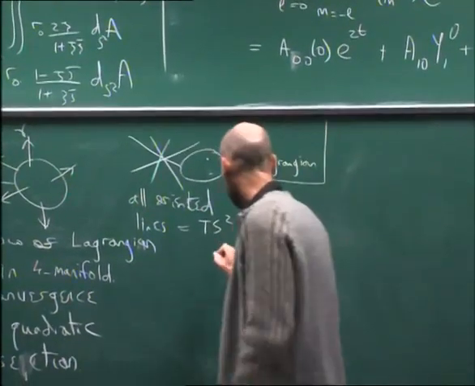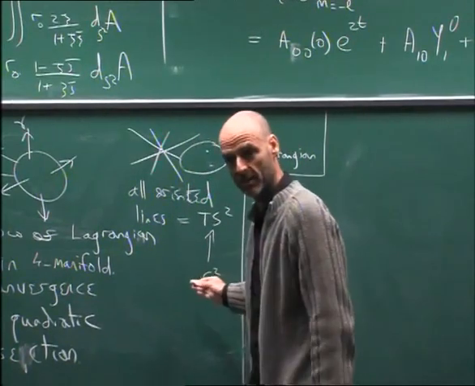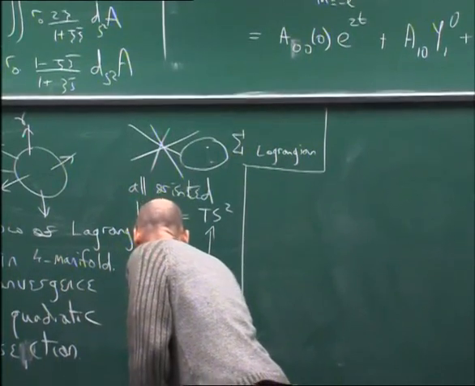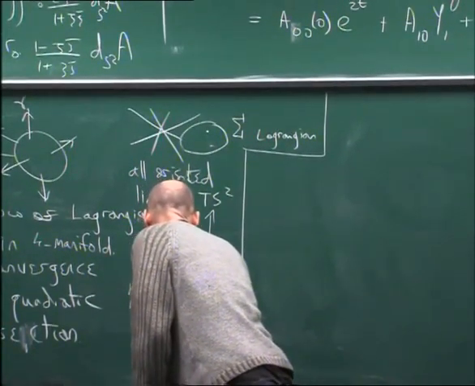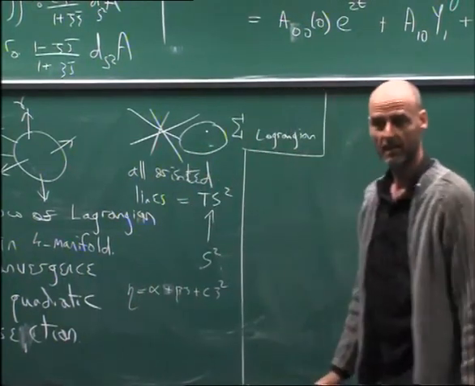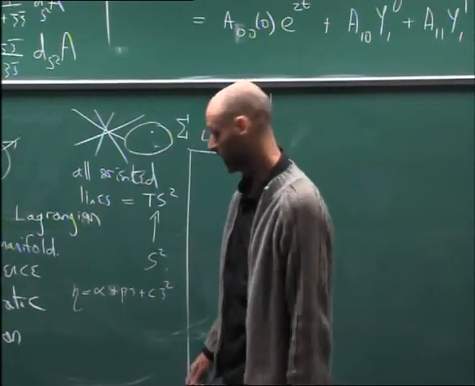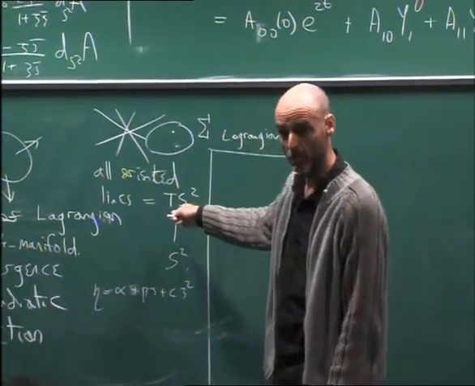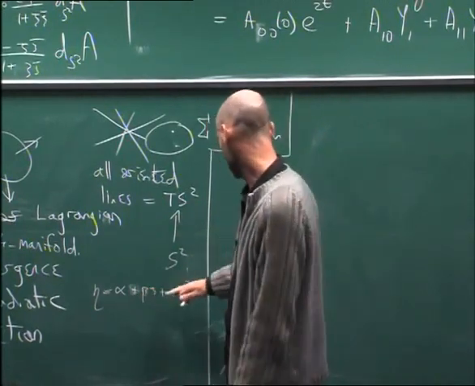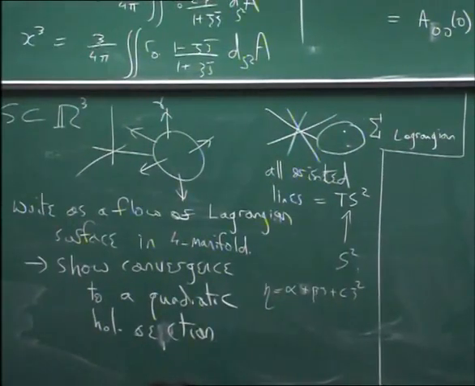So this is TS2. It's over S2, it has a complex structure and quadratic holomorphic. You can write it locally as alpha plus beta xi plus c xi squared. So it's 2 to 1 over S2. It's just a section, a global quadratic holomorphic section of TS2.